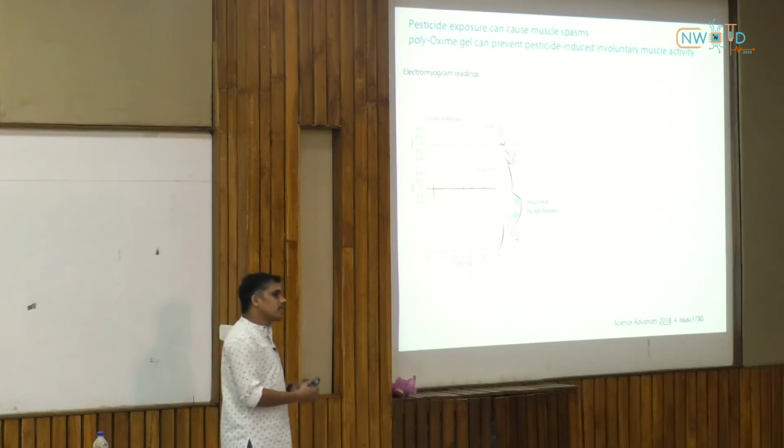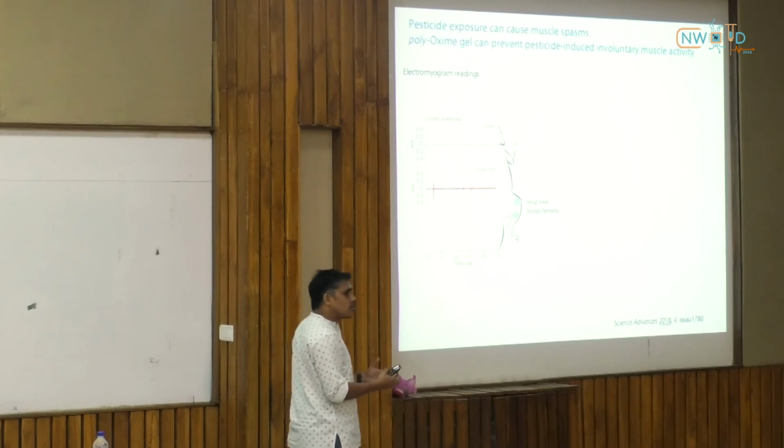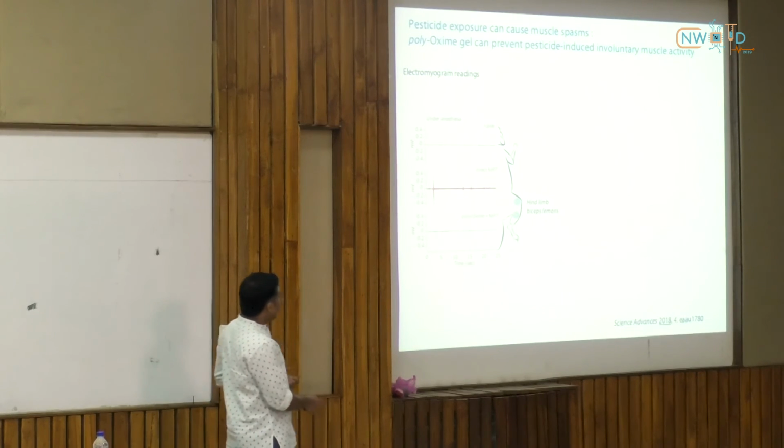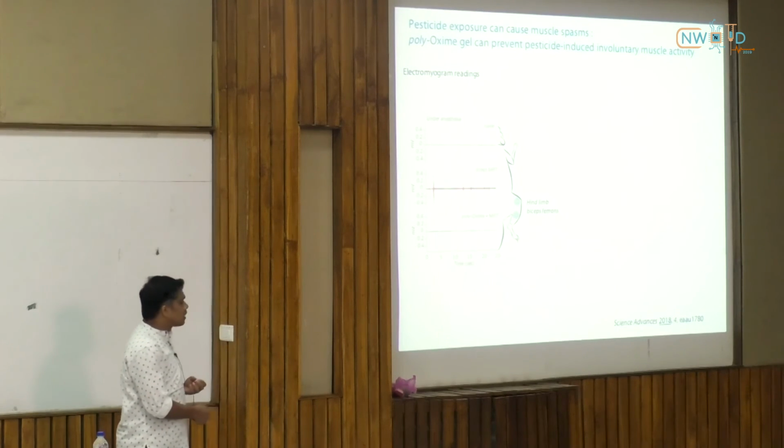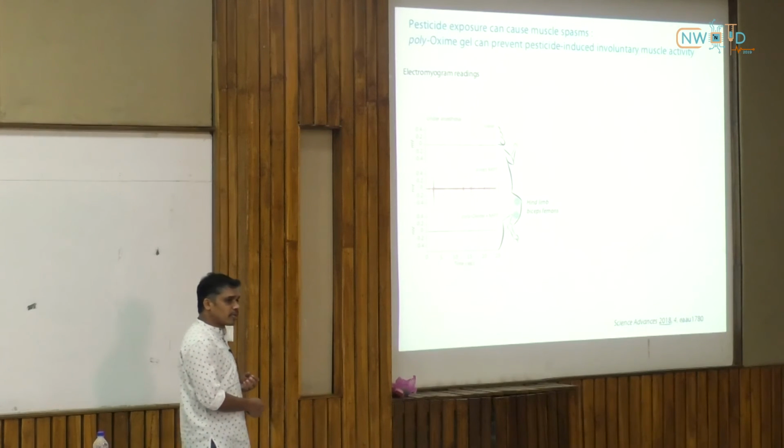Which clearly suggests that they have accumulation of acetylcholine at the synapse junction. That's why you have this rapid movement. But the same exposure, the same dose, in the presence of polyex completely prevented that.